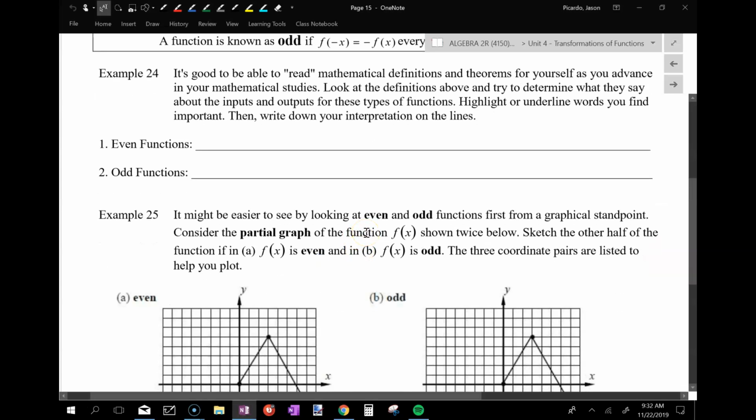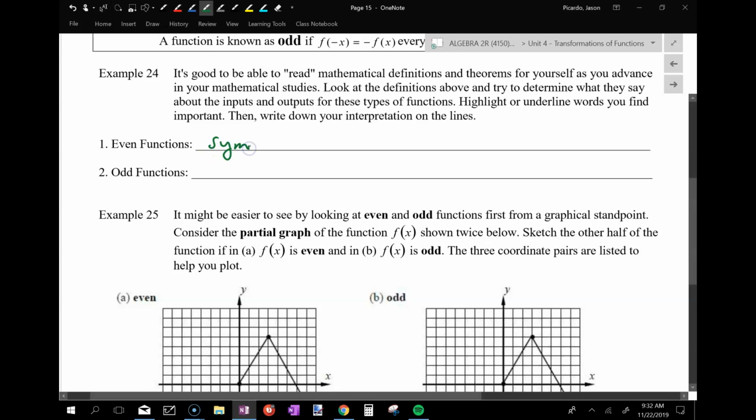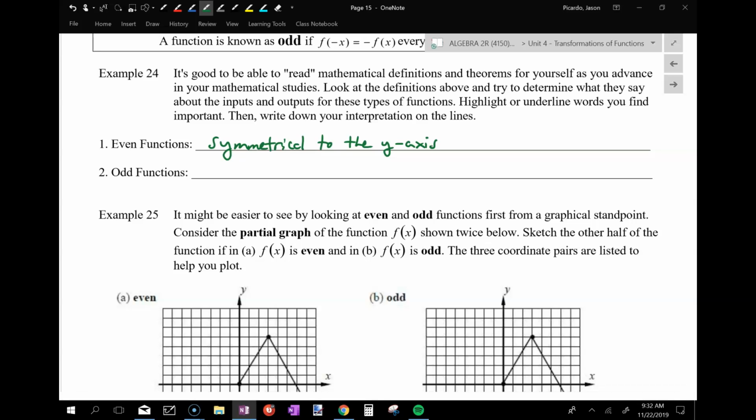Here's what you got to know, okay? An even function is going to be a function that is symmetrical to the y-axis. Symmetrical to the y-axis. What does symmetrical to the y-axis mean? If you took geometry last year, you should have a pretty good understanding of what that phrase means. Symmetrical to the y-axis.